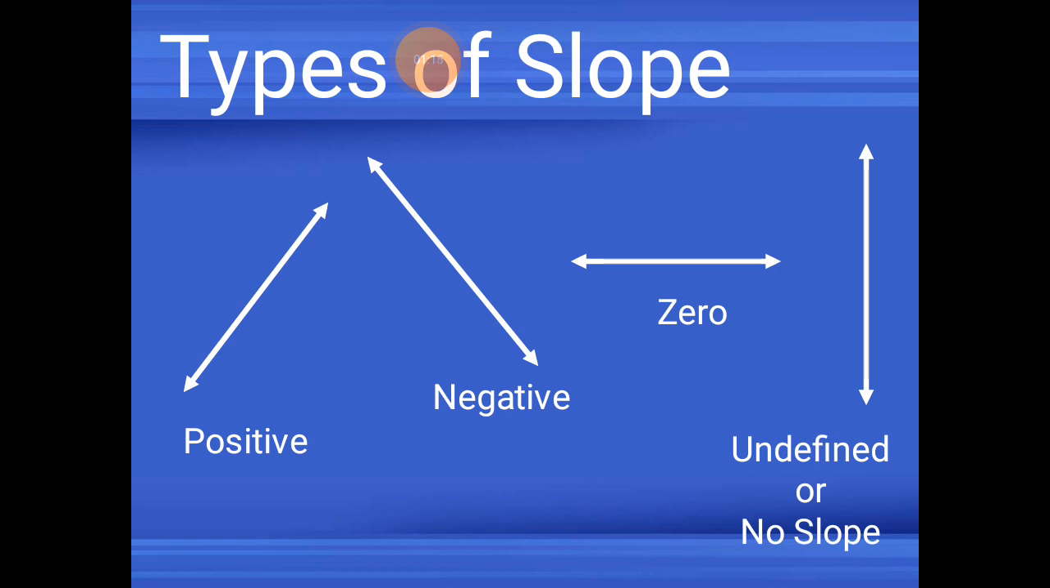So these are the 4 types of slope. Again, positive if the line is from left to right, negative if the line is from right to left, 0 if the line is horizontal, and if the line is vertical, therefore the slope is undefined or no slope.